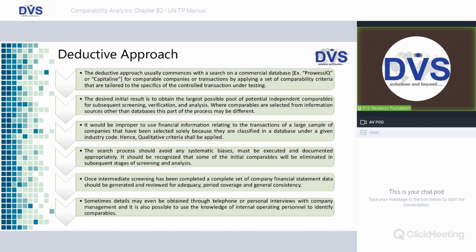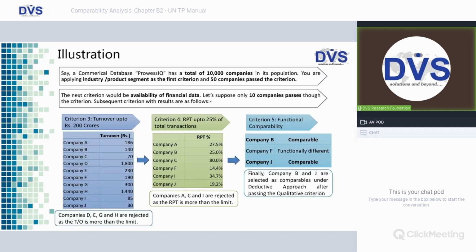Once we select the industry criteria or industry classification, out of a total population of some 40,000 odd companies, we will get a certain amount of comparable companies, say 50 companies. Then we can use availability of financial data as the first criterion. So say we are doing a transfer pricing study for financial year 1920. Which companies out of these 50 companies in our sector have the latest available financial data of financial year 1920? Say 10 companies pass through this criterion, then we can use the turnover criterion.